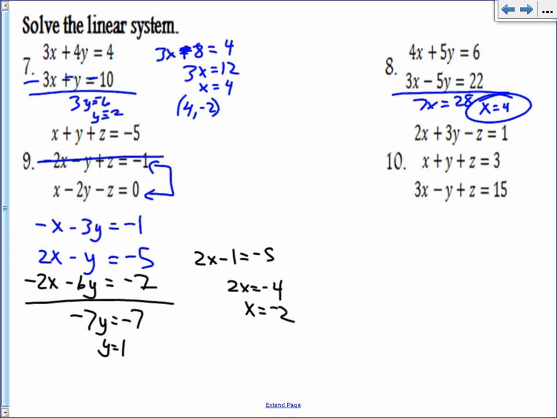Go to the very top equation. Look, it's the easiest one. Take that x, that y, plug them in, solve it out. X is negative 2 plus 1 plus z equals 5. So z equals 6. Is that right? Negative 2 plus 1 is negative 1. Add 1, so that gives you z is 6. So my answer would be negative 2, 1, 6.